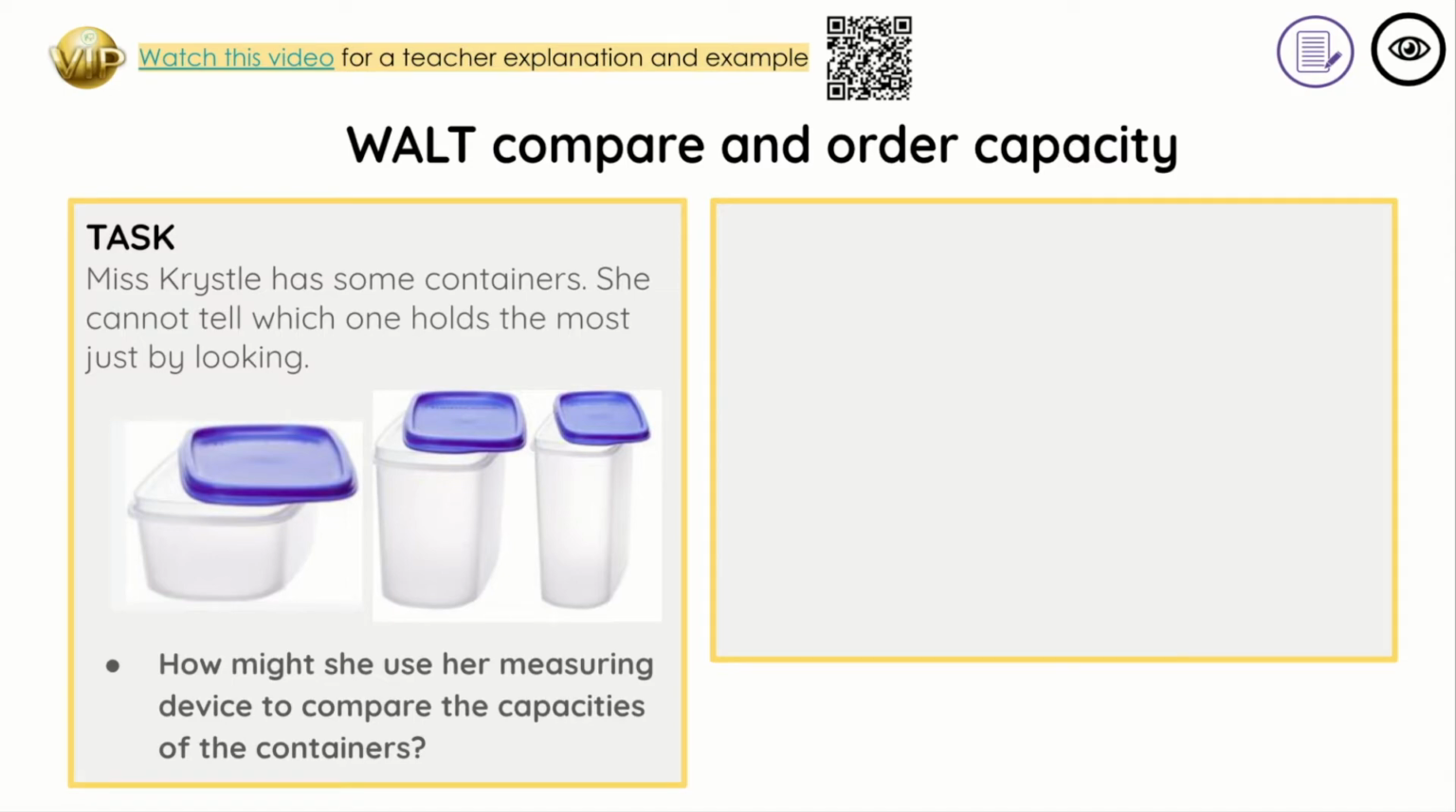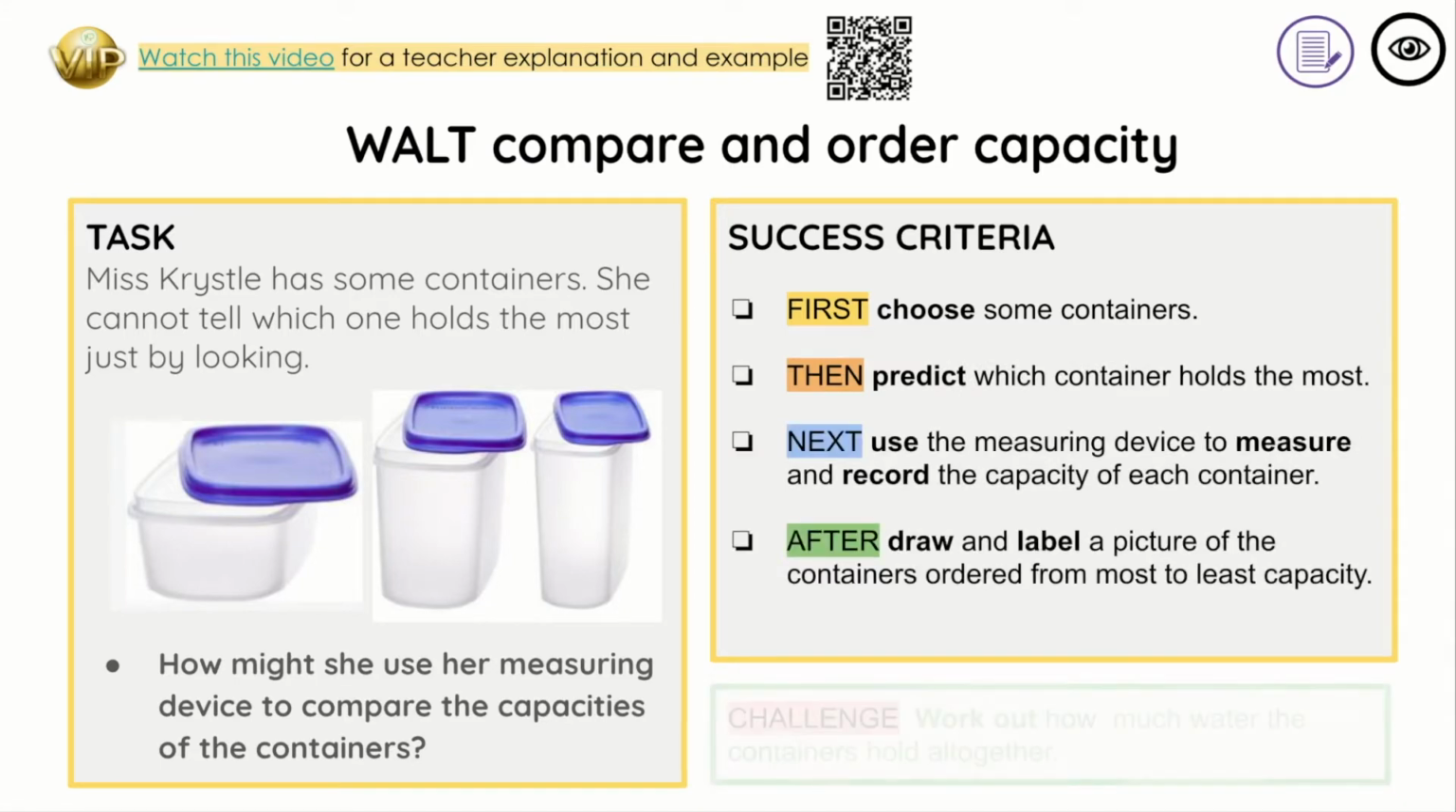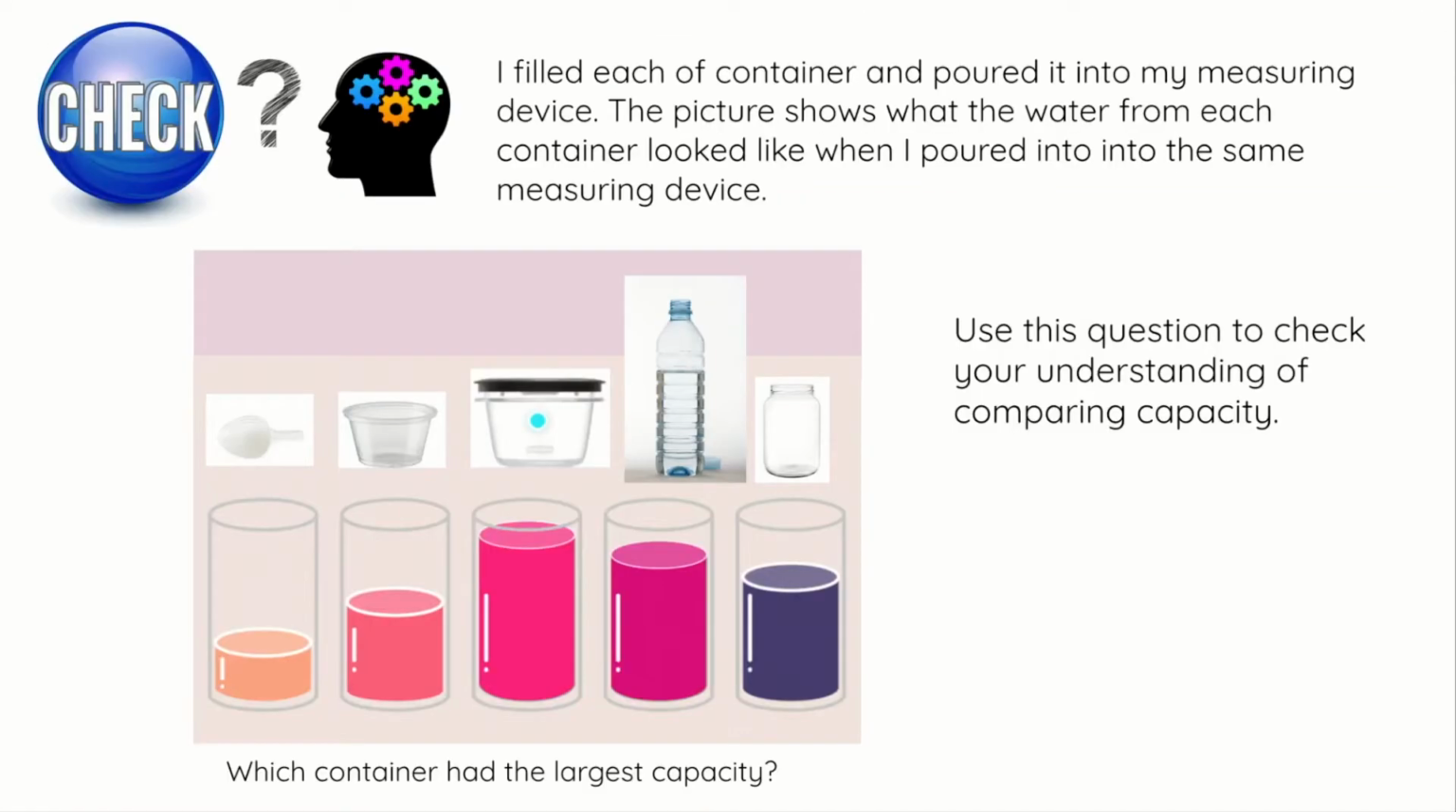And Miss Krystle had some containers and she cannot tell which one holds the most just by looking at them. I wonder how she might use her measuring device to compare the capacities of the containers. I'm going to go through these steps in a minute. Once you have finished going through those steps, I'd like you to come back to this check understanding question and think about what the answer could be after you've finished the lesson.